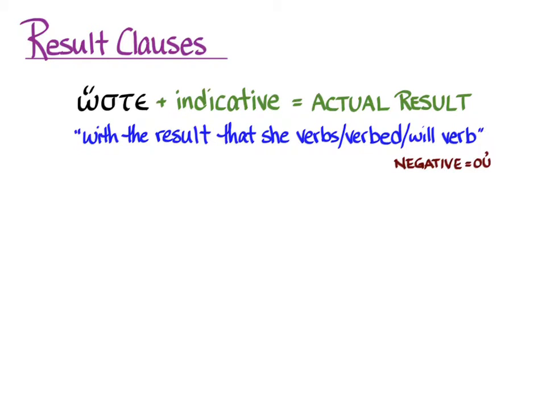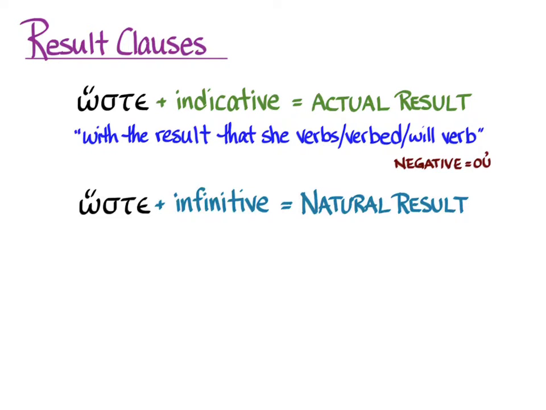The other kind of result clause that Greek can do is called a natural result clause. And with that, you'll use the same conjunction, hosta, and the infinitive. And there, the default translation is "so as to verb," which is really clunky English, but it's going to help us see how to use the cases to make this clause. The implication of a natural result clause is we don't know what actually happened or will happen, but the things going on in the main clause are such that this is what you would expect to happen. This would be the natural result of what happens in the main clause.